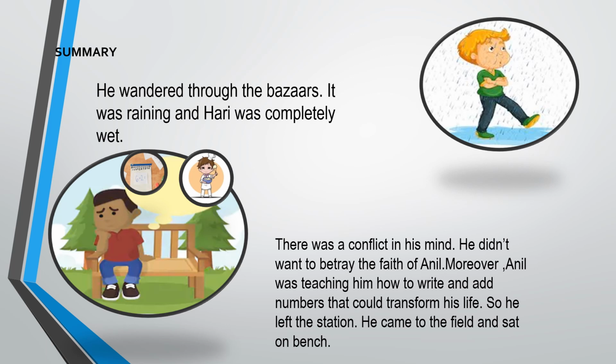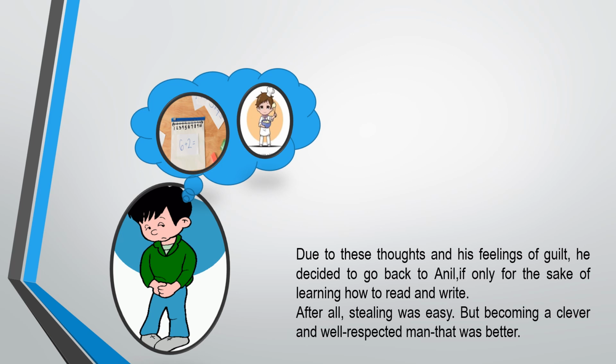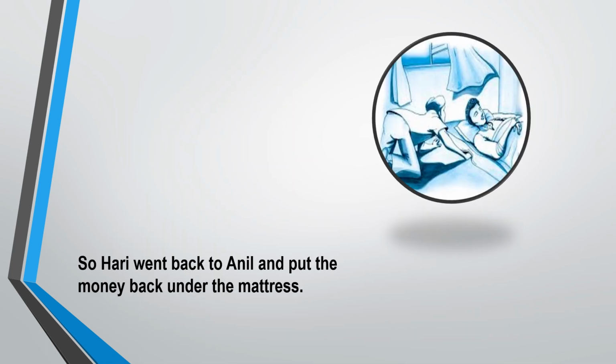He came to the field and sat on the bench. He was completely drenched, sitting on the bench looking at the notes. Due to these thoughts and his feelings of guilt, he decided to go back to Anil, if only for the sake of learning how to read and write. After all, stealing was easy, but becoming a clever and well-respected man was better. So he understood the importance of education and decided to go back to Anil.